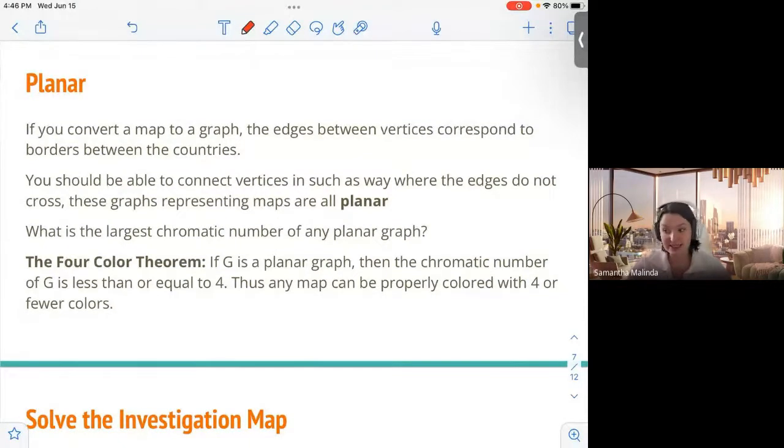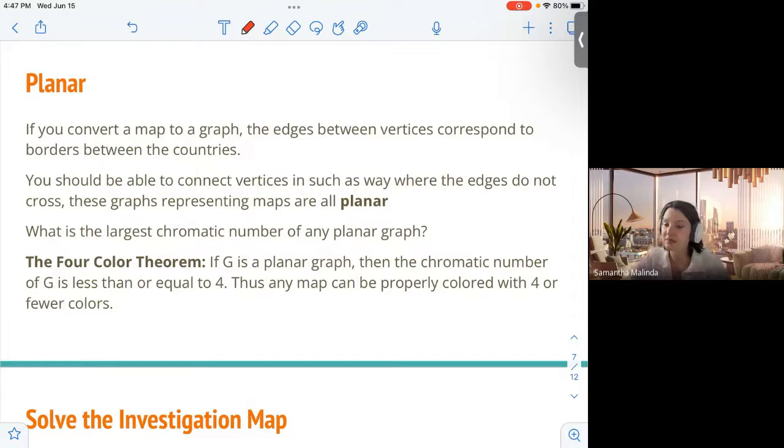And this is a good idea to have as you think about the investigation. You should be able to connect vertices in such a way where the edges do not cross. These graphs represent maps, which are all planar. So meaning that if the edges do not cross, no matter how many ways you write them, it is a planar graph. The largest chromatic number of any planar graph, we like to say it has the 4-color theorem.